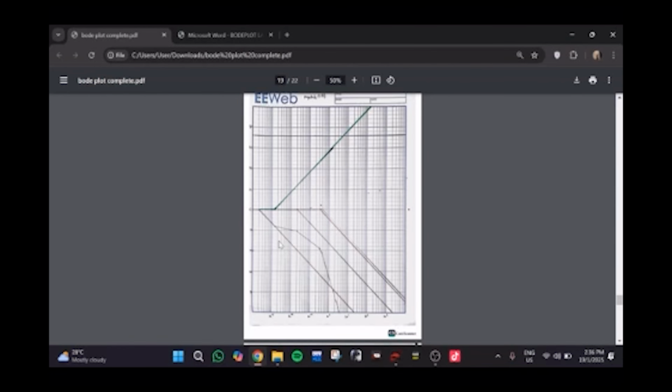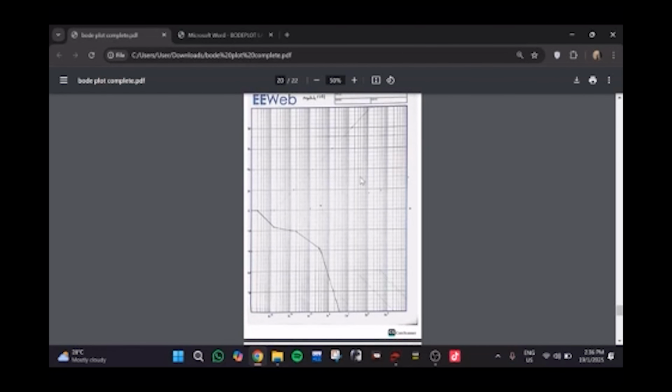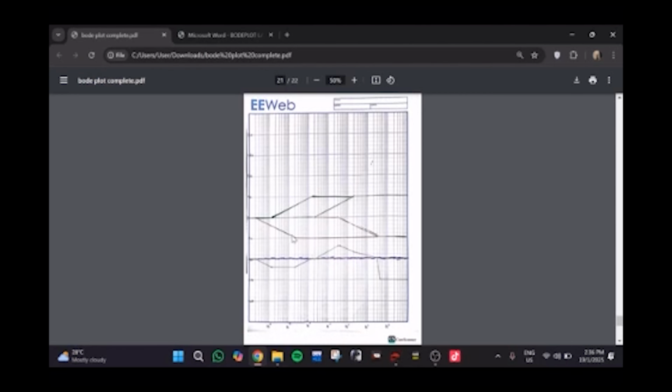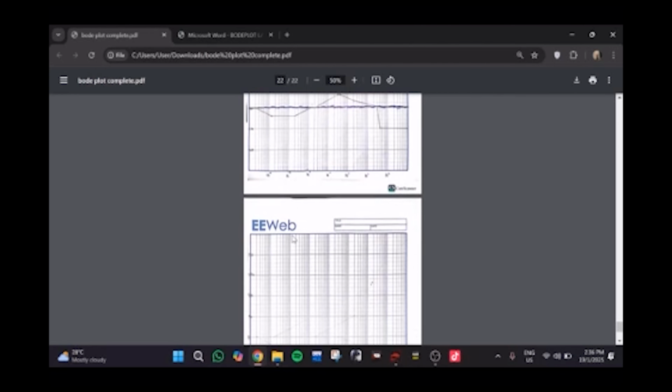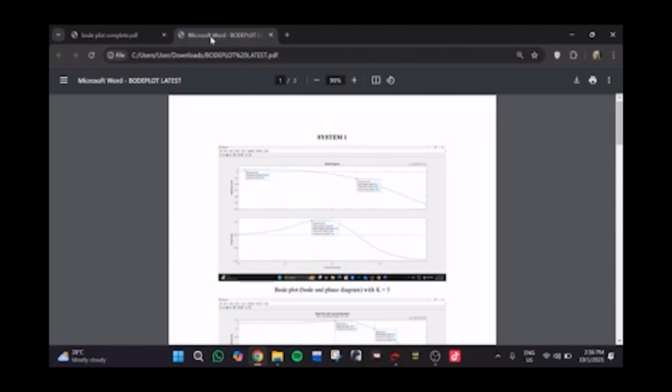We combine all of them. So this one, we separate. The first one is this graph, and then this, and this one is for the software in MATLAB. For system 1, we get this.